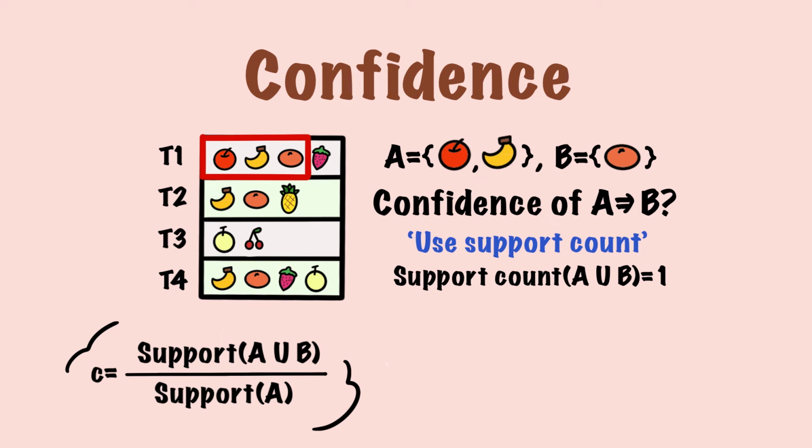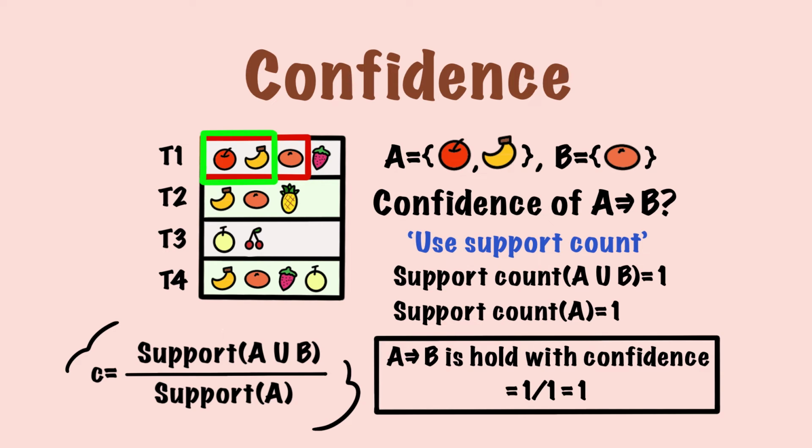We first deal with the numerator. The support count of the union of A and B is 1, because only T1 contains all the items in the union of A and B. Then, the denominator, which is the support count of A, is also 1, because again, only T1 contains both apple and banana. Voila! We can conclude that A to B holds with confidence 1 divided by 1, which is 1. That is, 100% of the transactions containing apple and banana also contain orange.